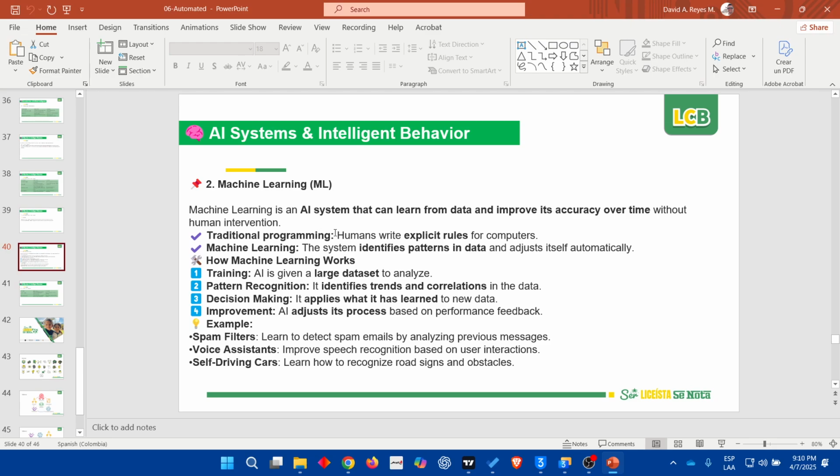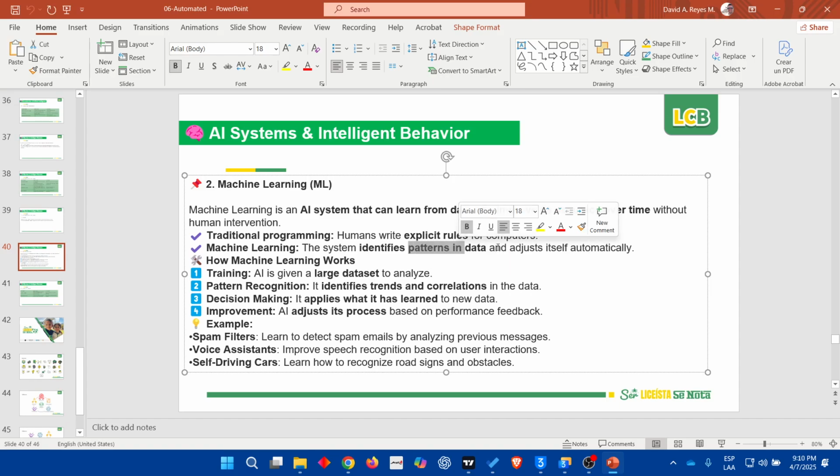Okay, traditional programming: humans write explicit rules for computers. So you are programming the computer. Machine learning: the system identifies patterns in data and adjusts itself automatically. I can't pronounce that word. What does that mean?